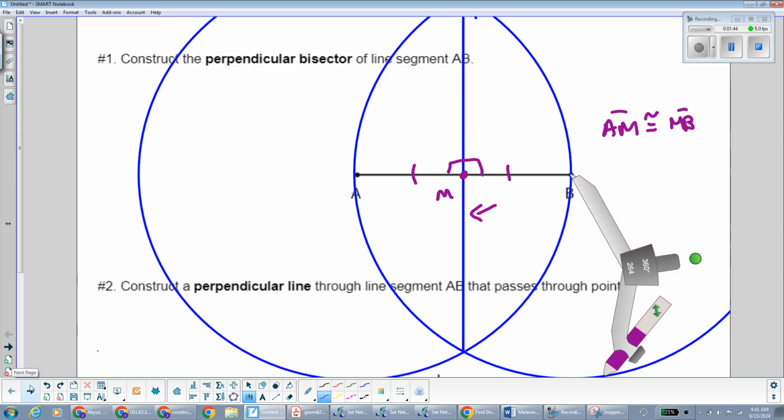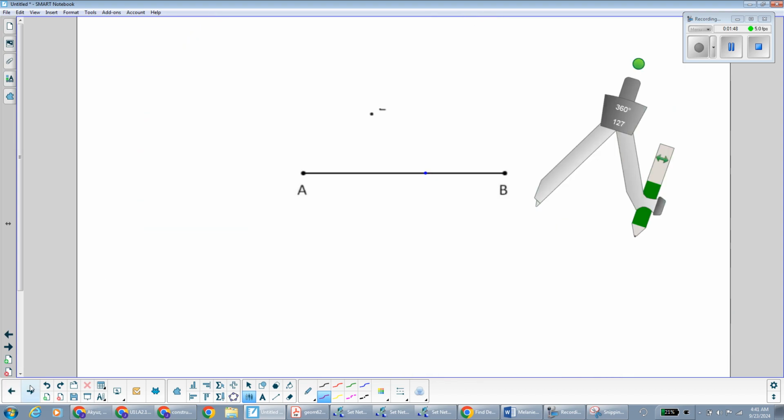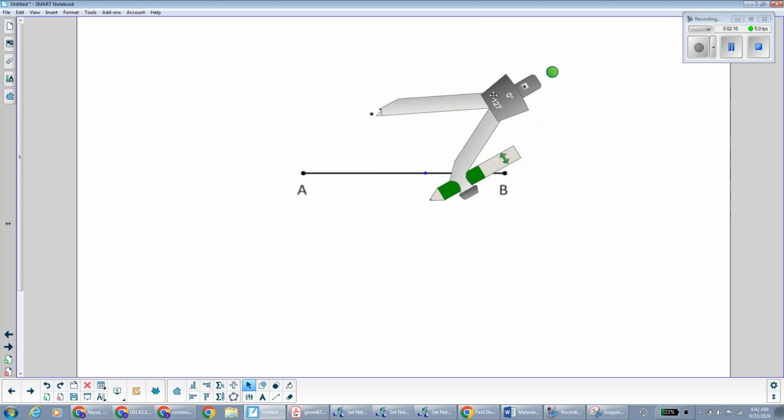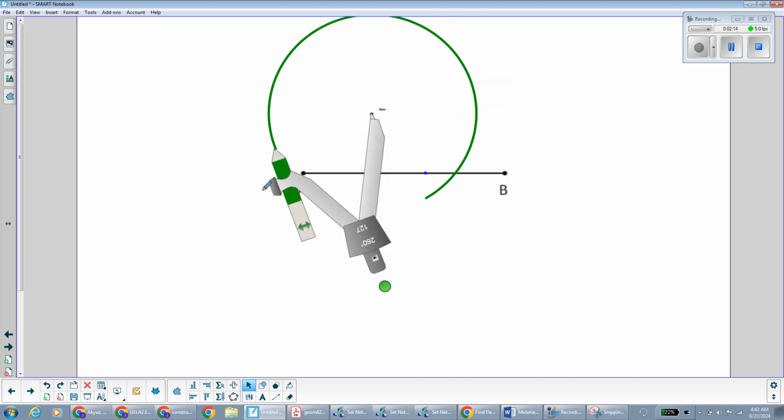Next, instead of making a perpendicular bisector, we're going to construct a perpendicular line through this point over here. The difference is this is not going to cut the line segment in half. It's going to just make a line perpendicular to the original one, passing through the given point. I'm going to take my compass and put it on the point that I want the perpendicular line to pass through, and I'm just going to swing a circle.